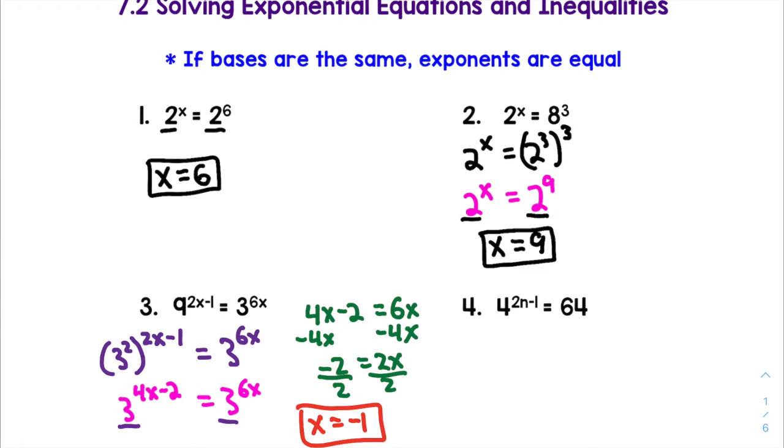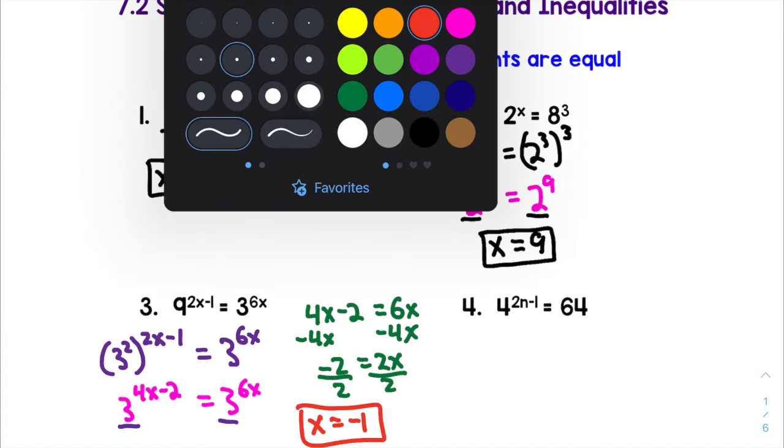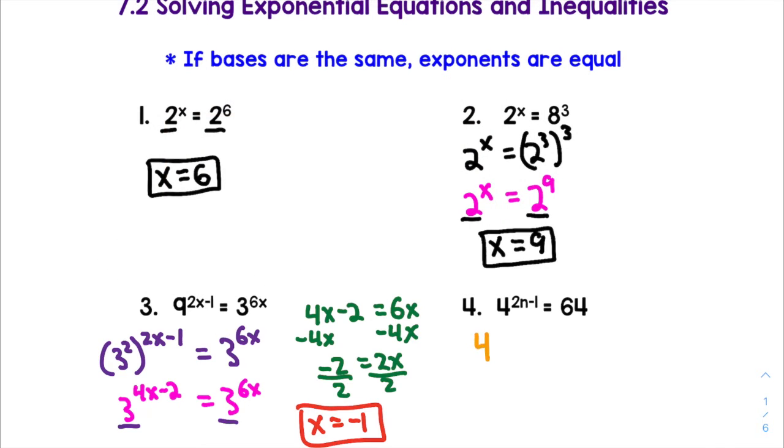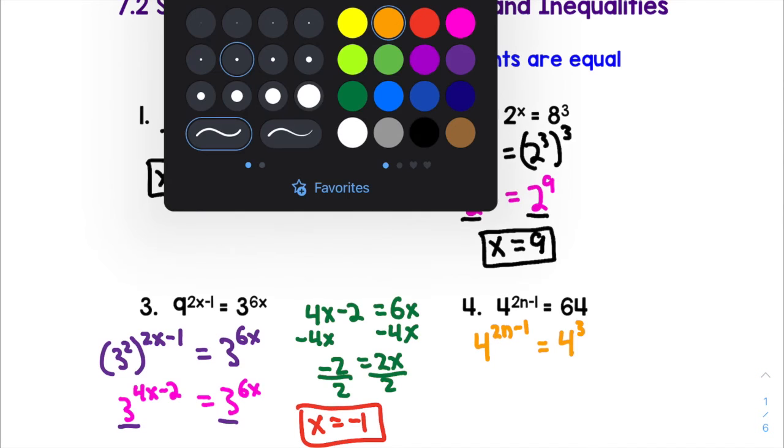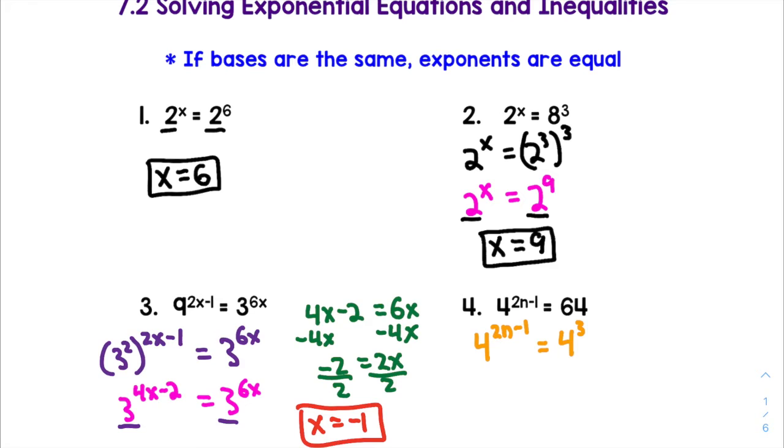Problem number 4, I could change 64 to have the base of 4, since I know 4 cubed is equal to 64. So our new equation will be 4 to the 2n minus 1 power equals 4 cubed, since 4 times 4 times 4 is 64. Now that they have the same bases of 4, we could set the exponents equal to each other. Solving our equation, adding 1 to the right and dividing by 2, we'll get our answer n equals 2.